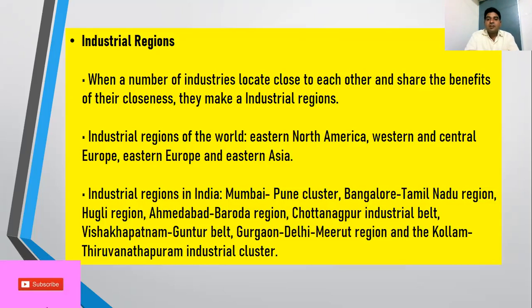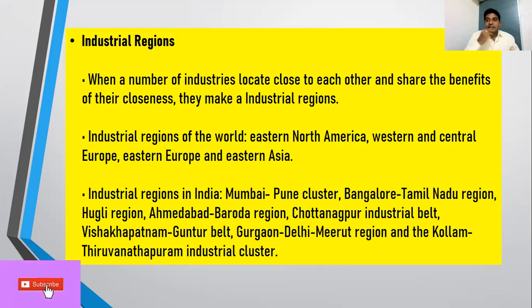Let us now see what are the industrial regions that we have. What is an industrial region? An industrial region is a region where a number of industries are located close to each other and share the benefits of their closeness. If 4 or 5 industries are located close by, then that particular region is called an industrial region.